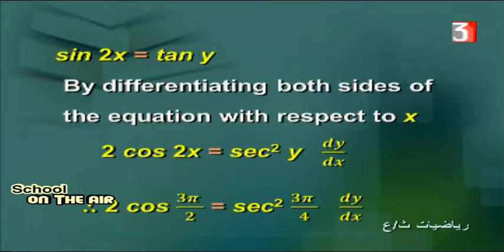When x equals 3 pi over 4 and y equals 3 pi over 4, then 2 cosine of 2 times 3 pi over 4 equals 3 pi over 2 equals sec power 2 y, which equals 3 pi over 4 times dy/dx. We know that cosine 3 pi over 2, or cosine 270, equals 0, then dy/dx equals 0.